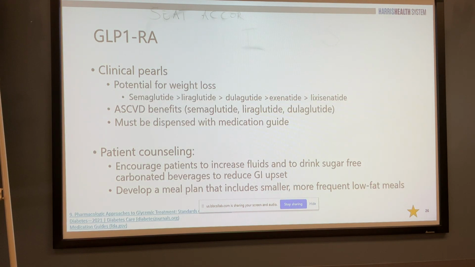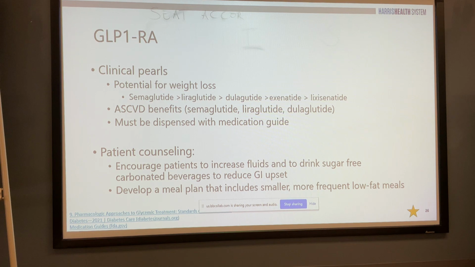So some clinical pearls. We have the potential for weight loss, with semaglutide being our most effective for weight loss. Some of our GLP-1s have proven cardiovascular benefit, and I've listed those there for you. Again, these are dispensed with a medication guide in the retail setting. Patient counseling, I really want to spend some time on that. These drugs work if the patient uses them.